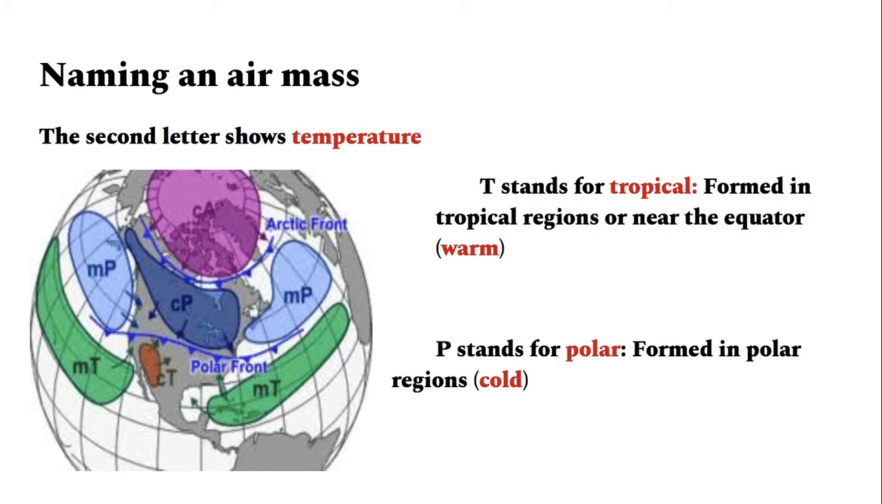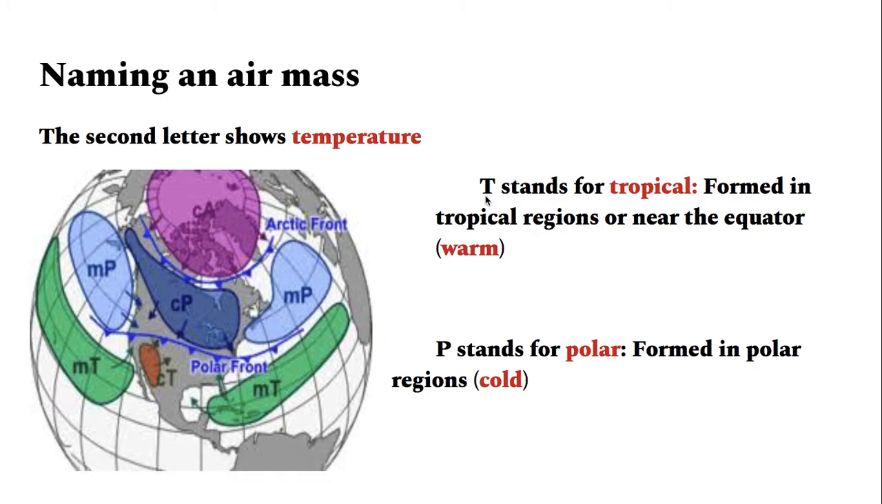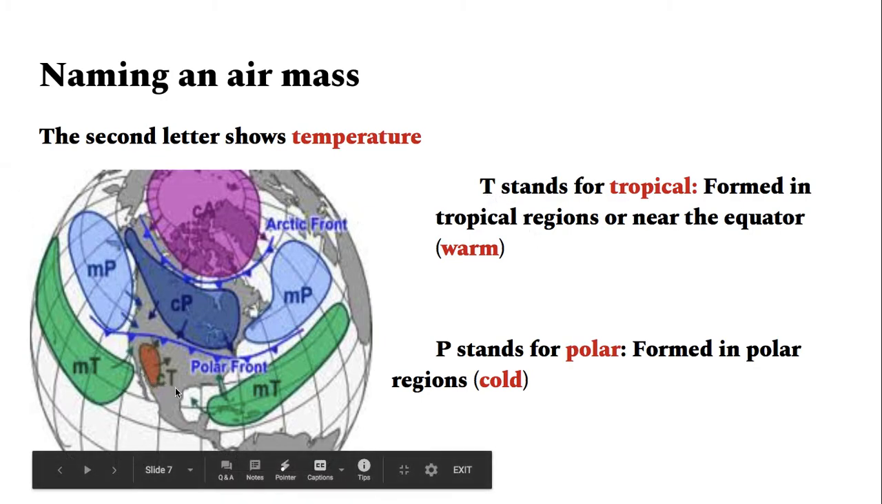The second letter shows temperature. Okay, so generally there's a couple different letters. There's A's, which stands for Arctic. I really only care about T and P. All right, T stands for tropical. So tropical just means that it's closer to the equator and it's going to be warm.